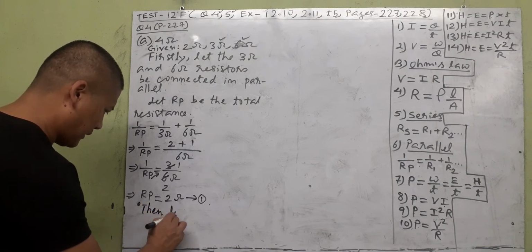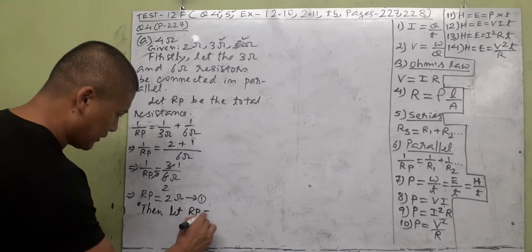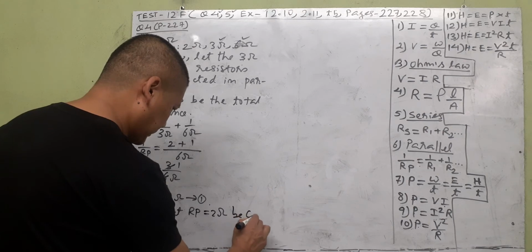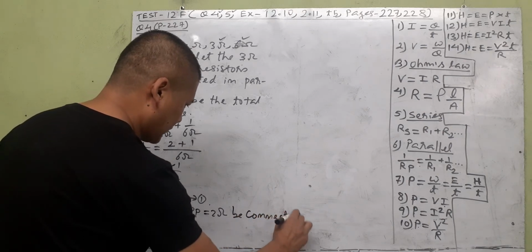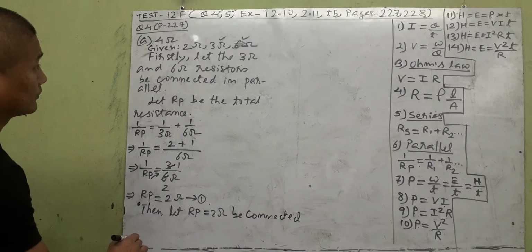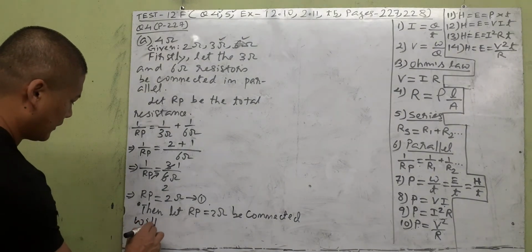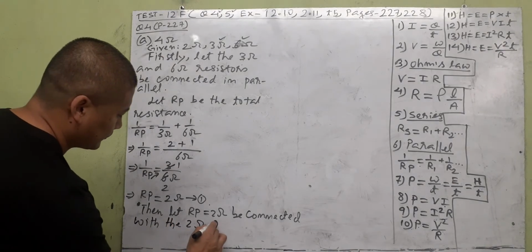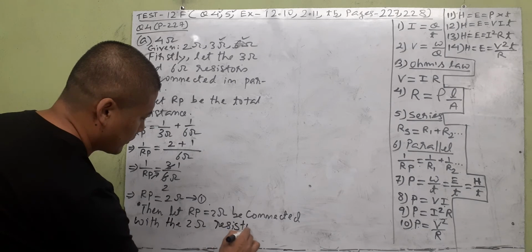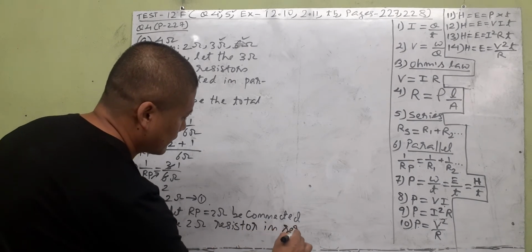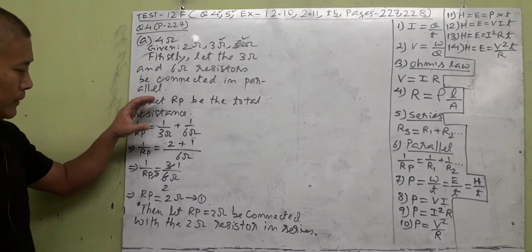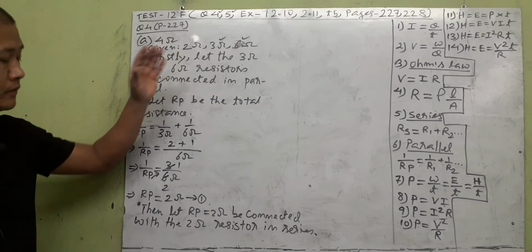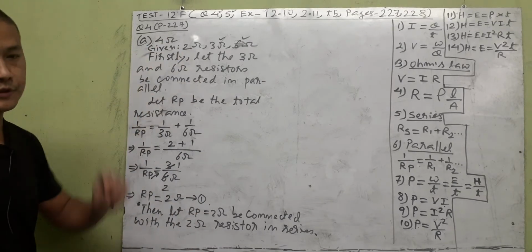Then let RP equal to 2 ohms, the one we just got now, be connected with the one we have not yet used, the 2 ohm resistor, in series. Let us do in series. So now these 2 combined give you a single value 2. Let this one be now connected to the one not yet involved, in series. Then we will get 4 ohms.